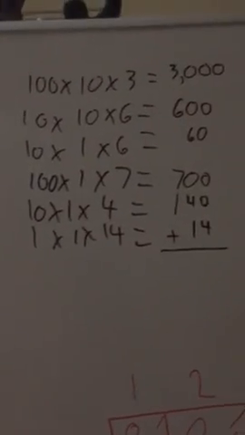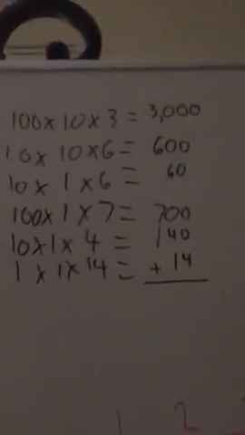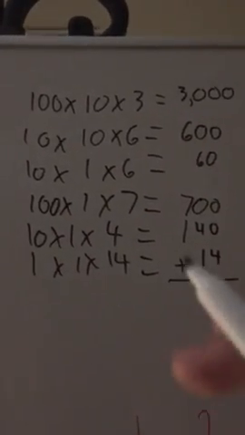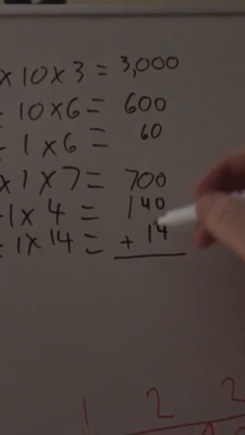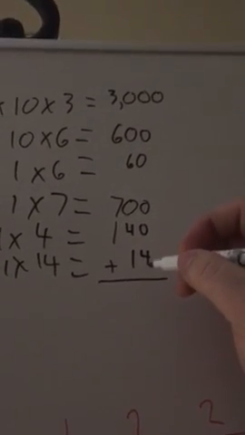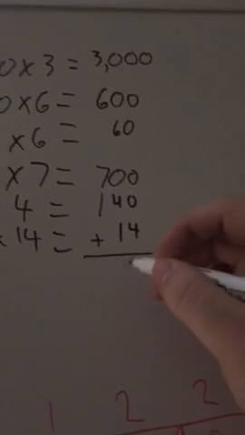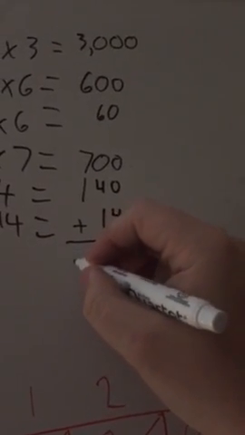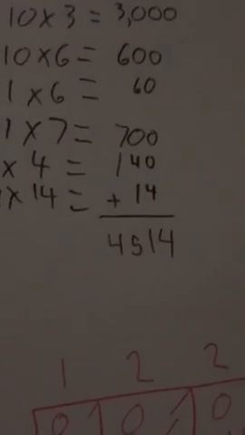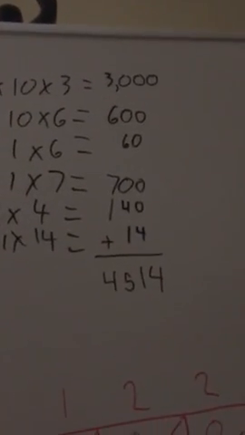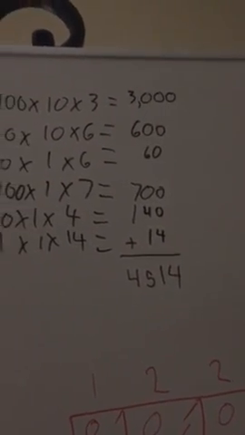Now we can add all of those together, and when we do all the algorithm out, we can add all of the sums and products to one sum, which becomes 4,514. And if you run that through your calculator, you'll see that that actually is the correct answer.